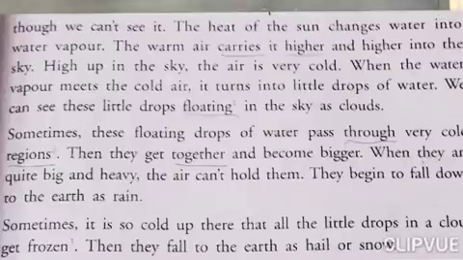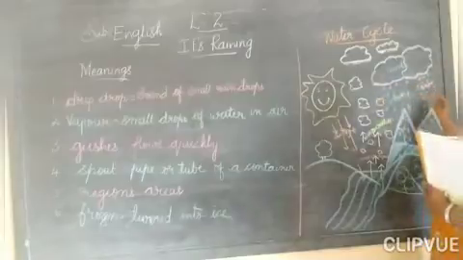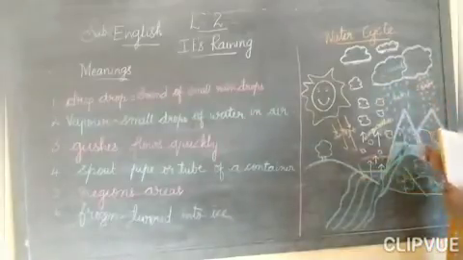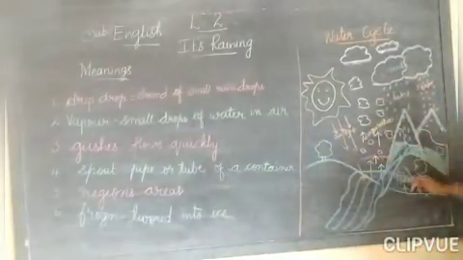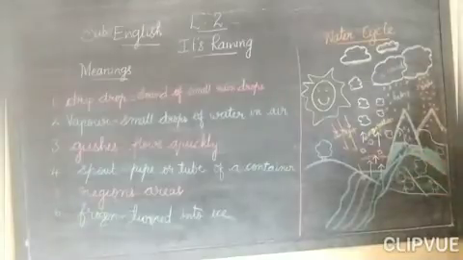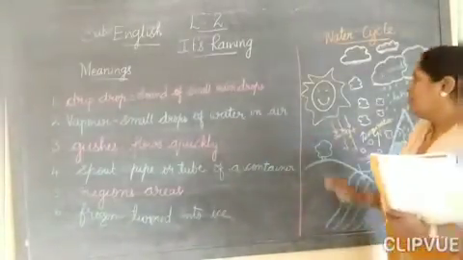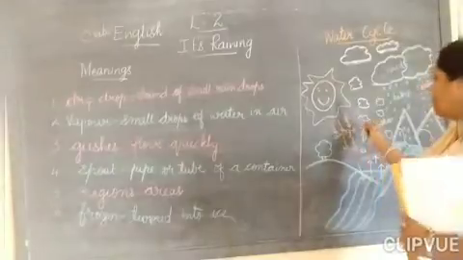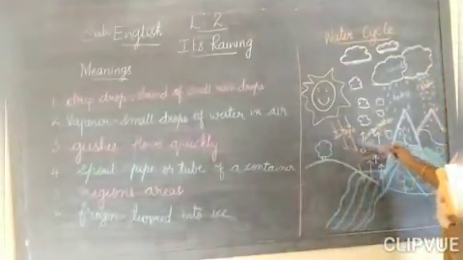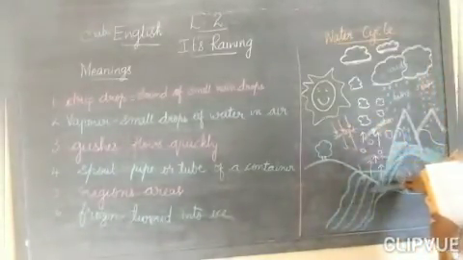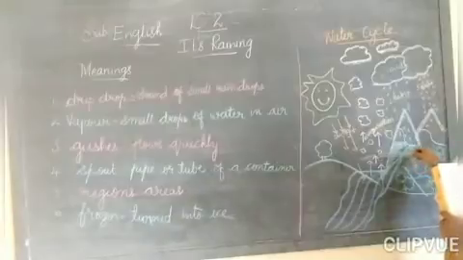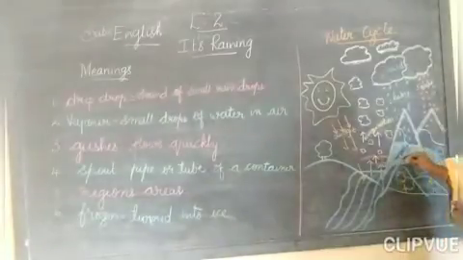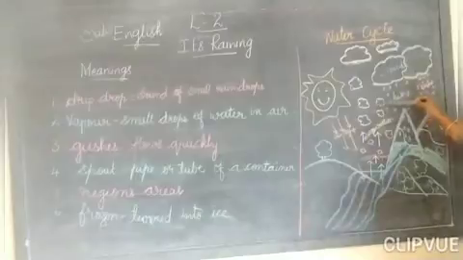Here there is a picture. You can see I have drawn the sun, clouds, land, water, a stream, a pond, a river, or an ocean. It can be anywhere, children. Every day when the sun comes out, its heat changes the water into water vapor. As it becomes water vapor, children, you can see the clouds.